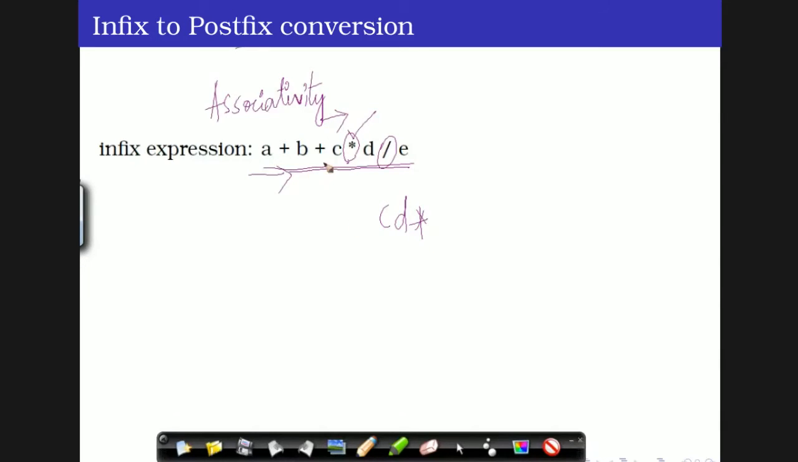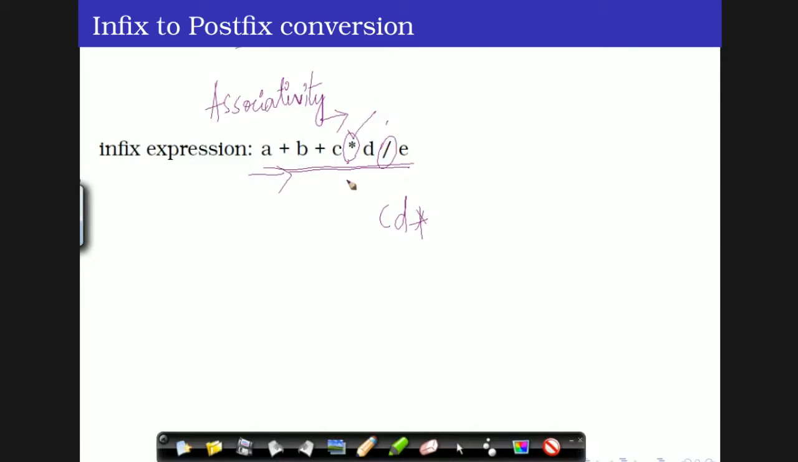Now what other operators are left? Plus, plus and division. Among these, which one will be taken next? It will definitely be division. Why? Because division has the highest priority among these. The first one has already been done, so the next one which comes in the expression is division.